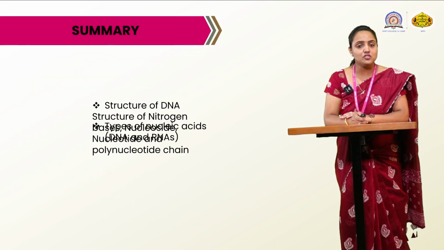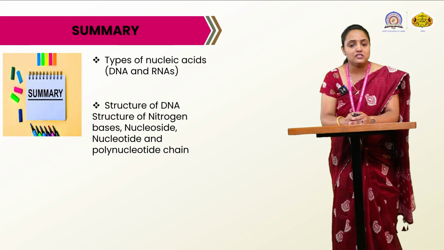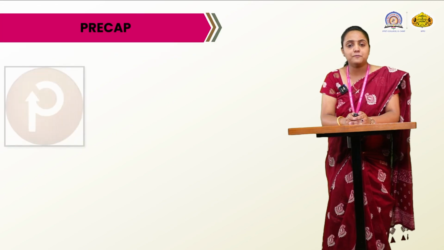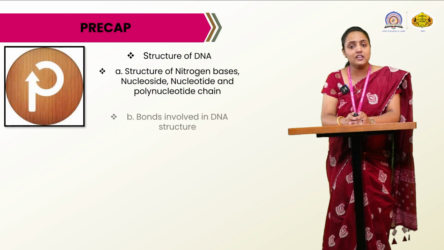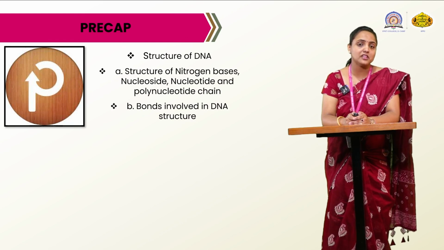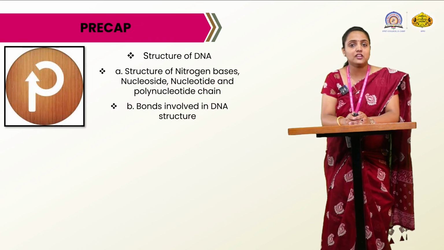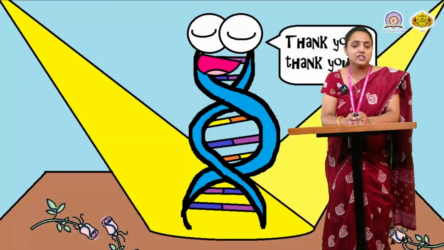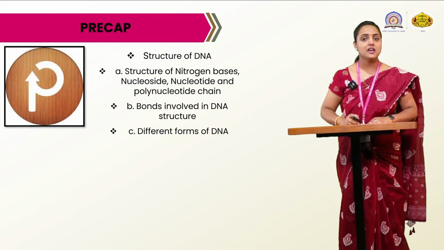So what we have seen till now are the types of nucleic acid, that is DNA and RNA, and the structure of nitrogen bases, nucleoside, nucleotide and the polynucleotide chain. In our upcoming lectures, we are going to see the main structure of DNA. We are going to see how a polynucleotide chain is formed in 5' to 3' and 3' to 5' direction. We are going to see which bonds are actually involved in the structure of DNA. We are going to see the different forms of DNA. So these are the various topics which we are going to see in our next lecture.